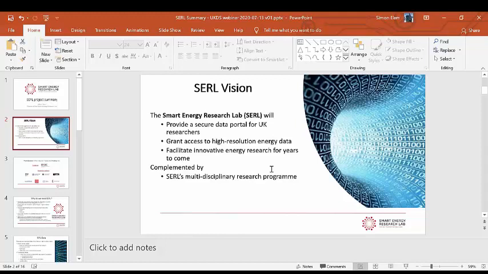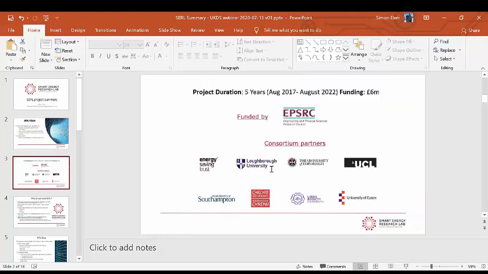And it's complemented by our own multidisciplinary research program. But it is a portal that's accessed to the wider UK community. It's a five-year project, started in 2017, ending in August 2022. We got £6 million of funding from EPSRC. And there's seven universities in the Energy Saving Trust in our consortium. I'm not going to go through them all, but the other important partner for today certainly is the University of Essex, who take care of some of the outbound data governance, and they're also responsible for developing the technical environment, which is what Darren will be telling you about in a few minutes.